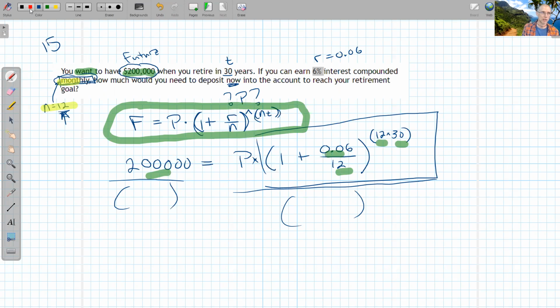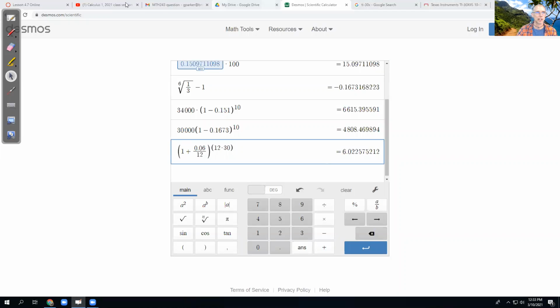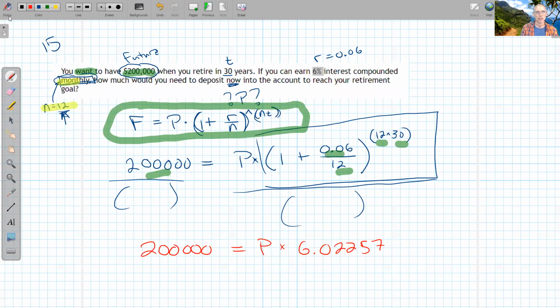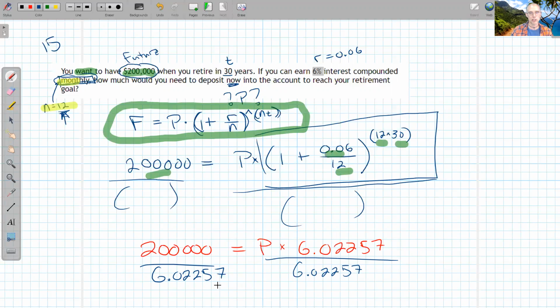So if I did round it, which you always have to be careful about, intermediate rounding, at this point I have 200,000 equals P times 6.02257-ish. And that would round a little different, but I'm not going to worry about that. The point is I need to divide by that number to solve for P. And I can avoid rounding by using my calculator's answer button. So I don't have to worry about whether I rounded that right or if I have enough decimal places there.